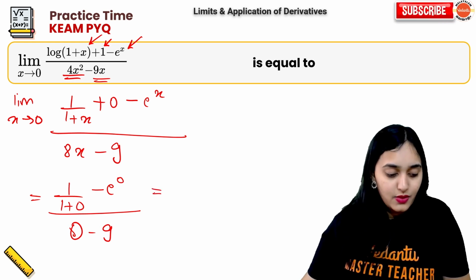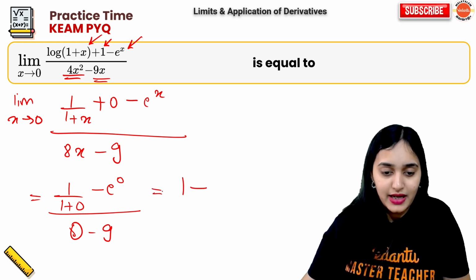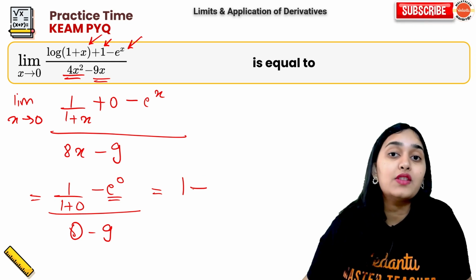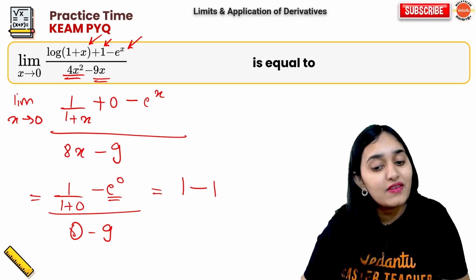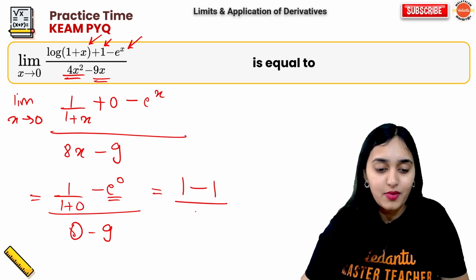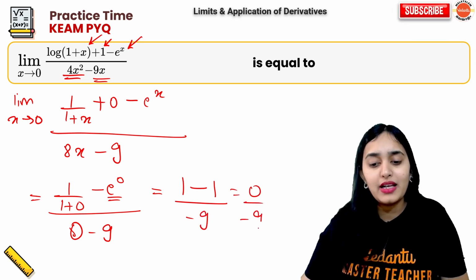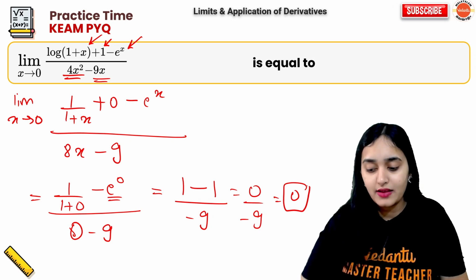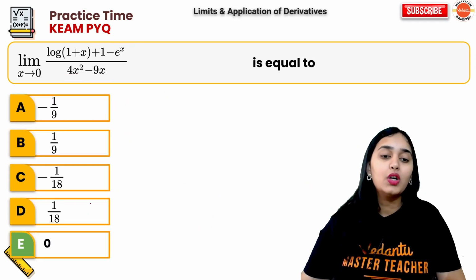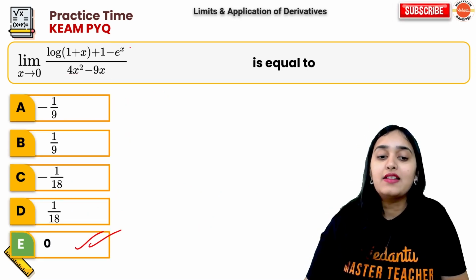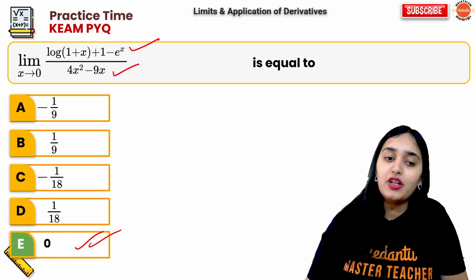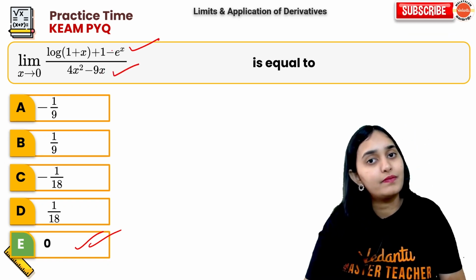So this is equal to 1 minus e to the power 0. What is e to the power 0? It is 1. So 1 minus 1 upon minus 9. 1 minus 1 is 0, and 0 upon minus 9 is 0. So your answer is 0. Understood? Just differentiate, put x equal to 0, get your answer.